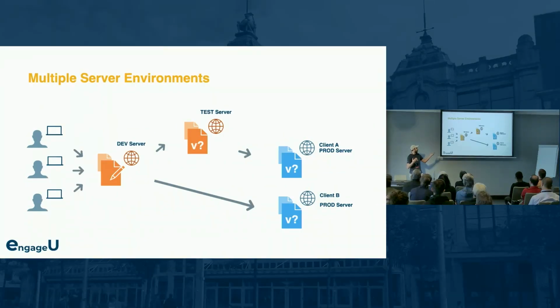If you're running a vertical solution, you may have client ABC. How do you manage this? How do you know which version is where? This version on the test server, what version is that? And what version is on the different production servers?